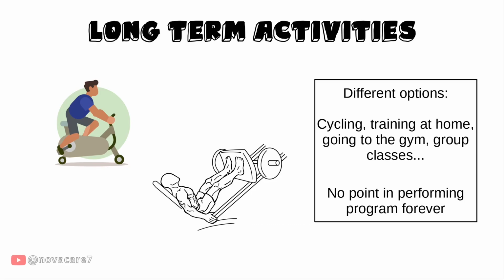The best recommendation would be to try to do an activity that you know you will perform in the long term. So if you like cycling, then keep cycling. If you know you are going to go to the gym twice a week, that it's something you can do, then it's something you will be able to do in the long term. The idea is to do a strengthening activity that you will perform in the long term.